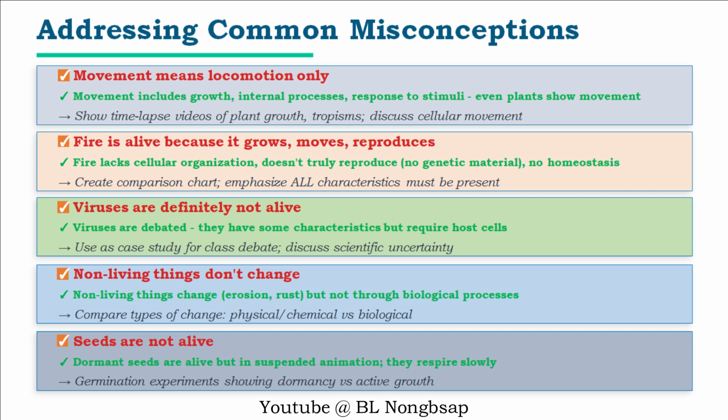Misconception 2. Fire is alive because it grows, moves, and reproduces. Another misconception is that fire is alive. Fire lacks cellular organization, does not truly reproduce because it has no genetic material, and does not maintain homeostasis. Teachers can use comparison charts to emphasize that all characteristics of life must be present for something to be considered living.